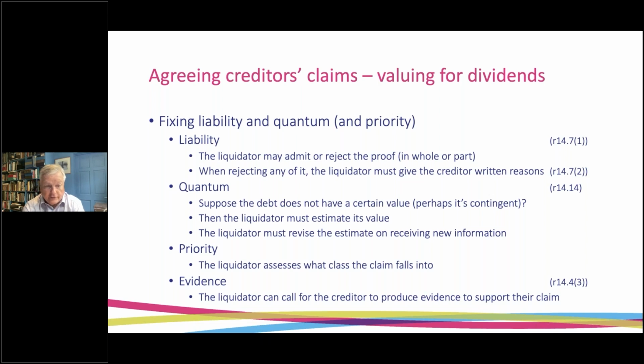The third thing you have to decide is what class the claim falls into, what its priority is. Is it just an ordinary unsecured claim, or does it have higher priority than that? And for each of these points, you are entitled to ask the creditor to produce evidence to you that you need to decide what their claim is.